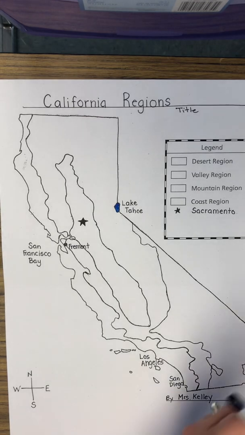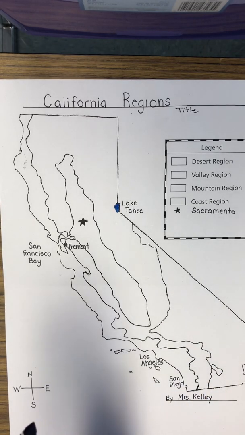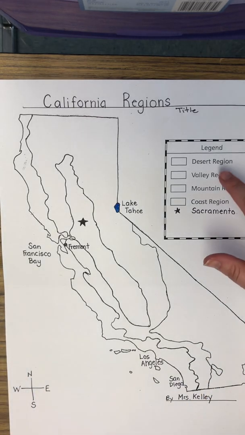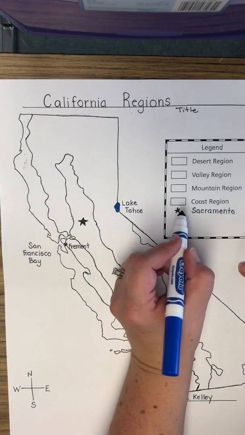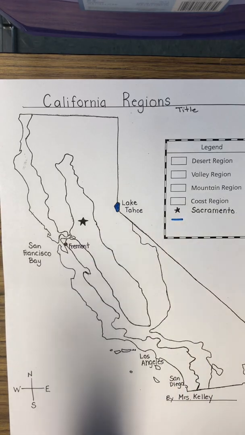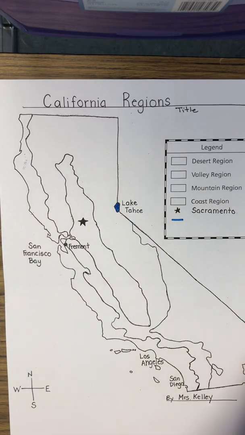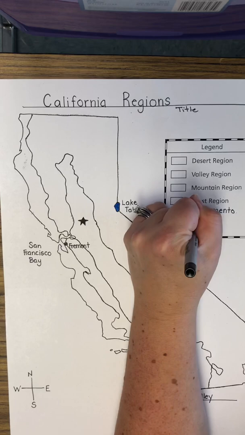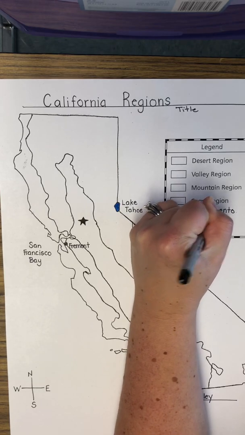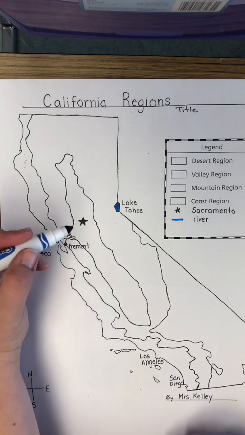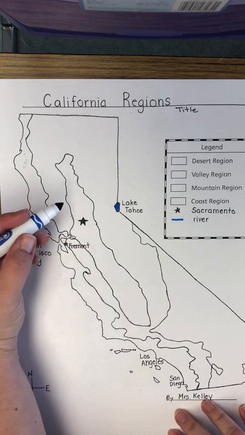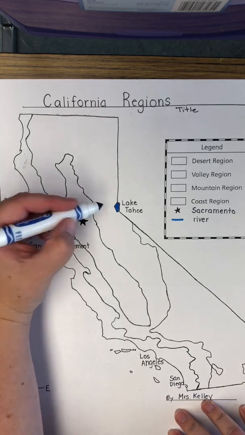Now my rivers are going to be in this blue marker. And since we know that the legend shows someone what they're looking at, I'm just going to take a blue line like this in my legend, and I'm going to label that next to it river. So if someone's looking at this map, they're not sure what the blue line is, they'll know that it's a river.